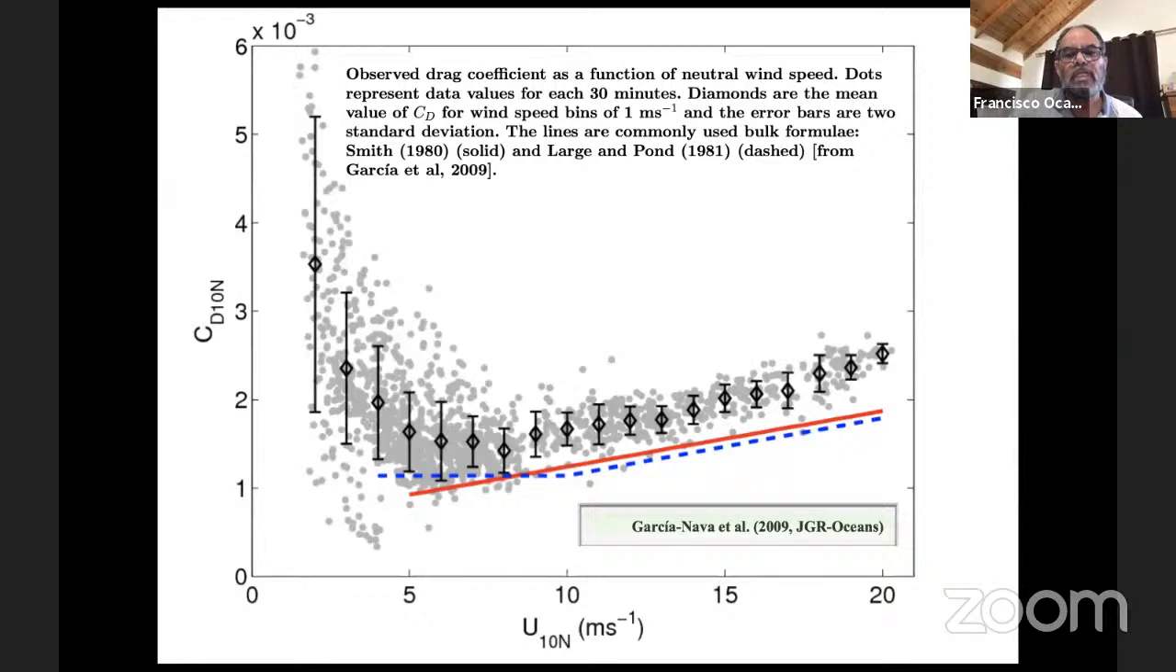This is one of the main results. We can see that the drag coefficient as a function of wind speed shows a tendency to decrease with the increase of wind speed from 1 meter per second to 7 or 8 meters per second. And for higher wind speeds, the drag coefficient increased almost linearly. So this is more or less the typical character of the exchange coefficient during low wind conditions.